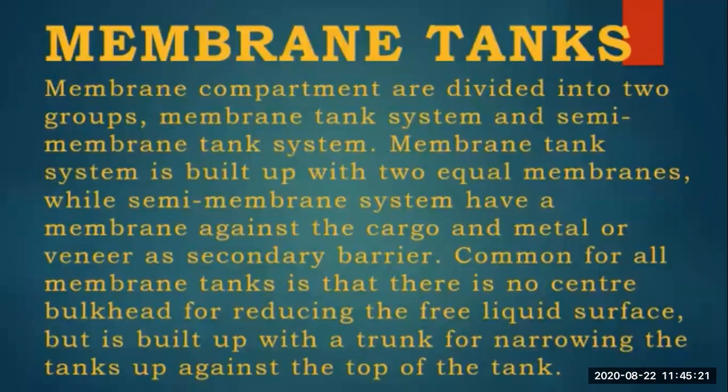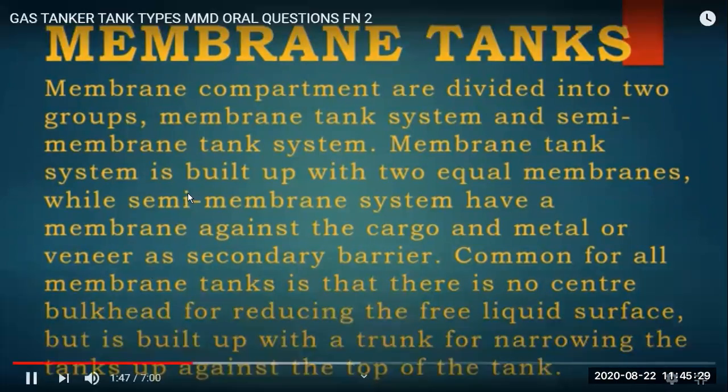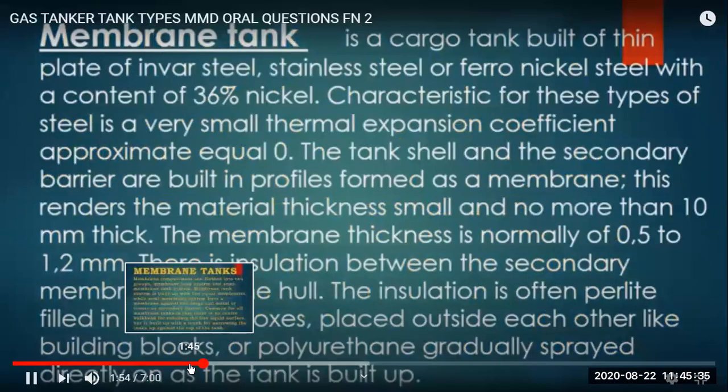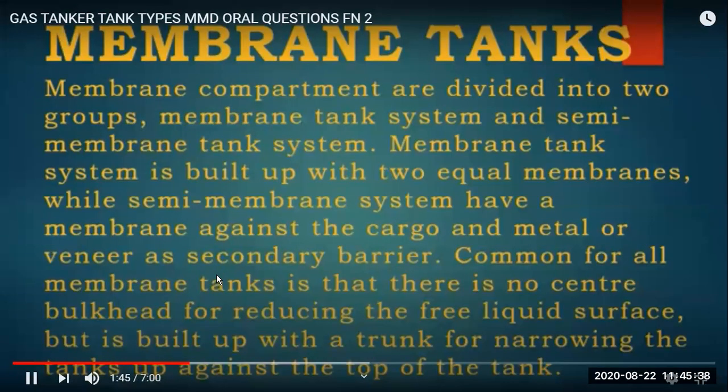Then we have membrane tanks. Membrane tanks are divided into two groups: membrane tanks and semi-membrane tanks. A membrane tank is built up with two equal membranes. And a semi-membrane has only one membrane against the cargo, with metal or veneer as a secondary barrier. So there is only one membrane and the secondary barrier is a metal.